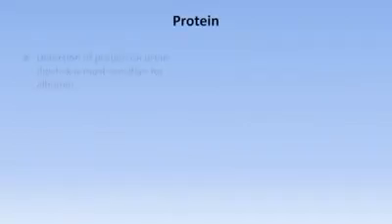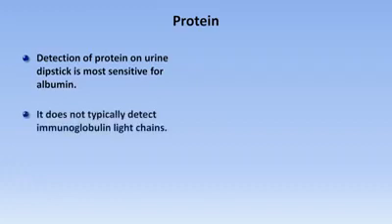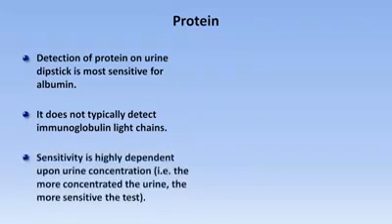The detection of protein on urine dipstick is most sensitive for albumin and relatively insensitive for immunoglobulin light chains and other non-albumin proteins. In addition, the sensitivity is highly dependent upon urine concentration. In other words, the more concentrated the urine, the more sensitive the test. As with several components on dipstick, proteinuria on a UA is reported on a 1 to 4 scale. However, published charts that attempt to correlate the 1 to 4 scale with a quantitative protein concentration should be used cautiously, since the correlation is not great.